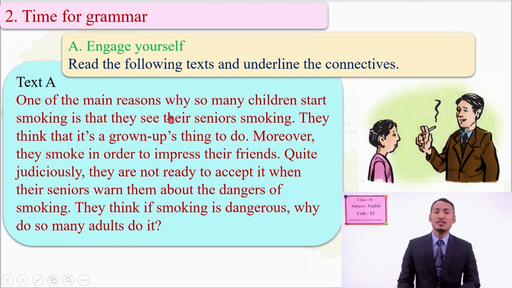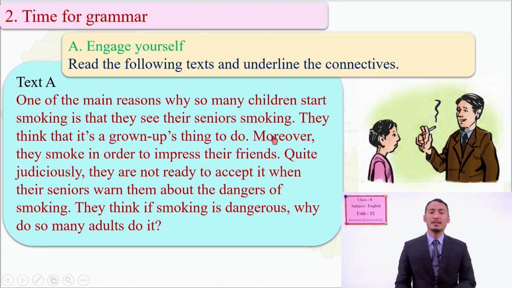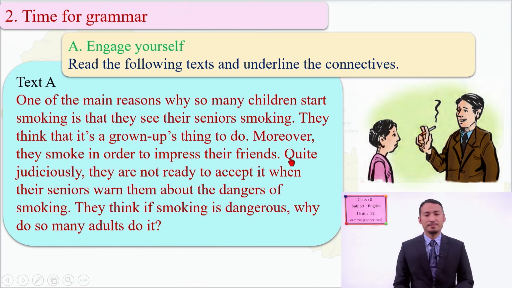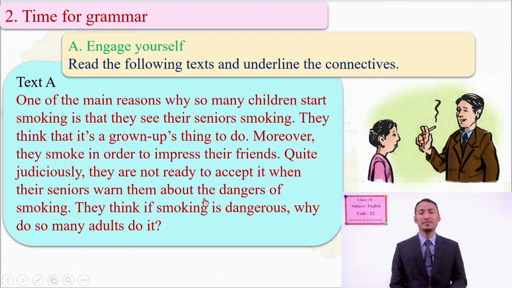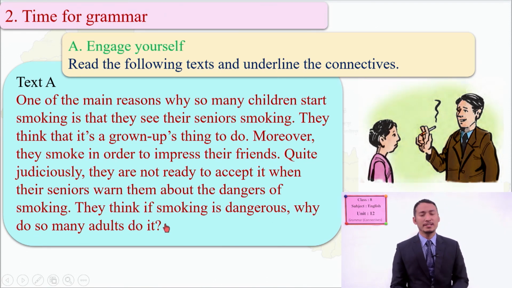One of the main reasons why so many children start smoking is that they see their seniors smoking. They think that it's a grown-up thing to do. Moreover, they smoke in order to impress their friends. Quite naturally, they are not ready to accept it when their seniors warn them about the dangers of smoking. They think, if smoking is dangerous, why do so many adults do it?